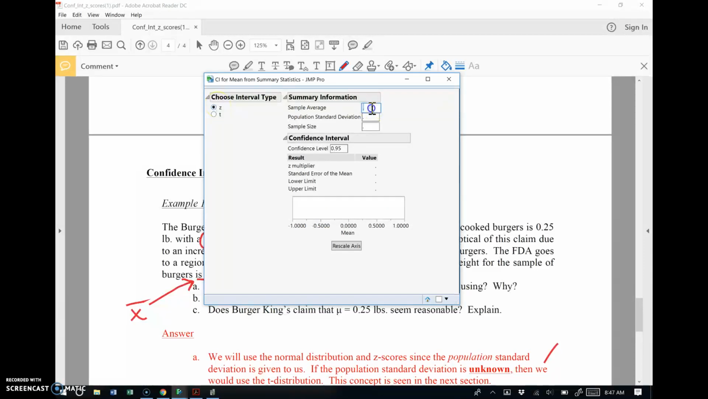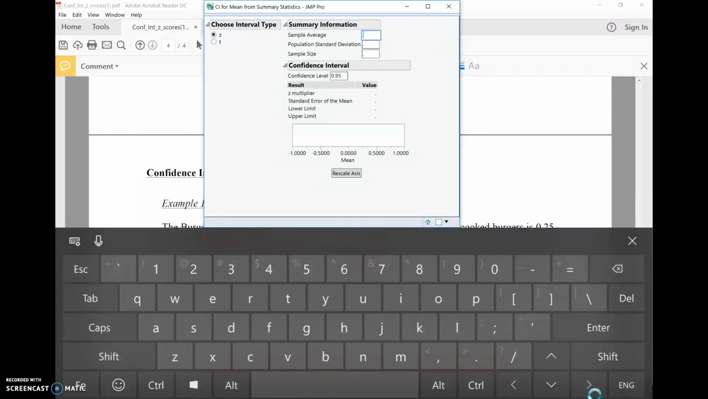All right, sample average. Well, we know that. That is 0.248, given to us in the question. That's the sample mean. The population standard deviation, again given to us, is 0.03. And then the size of the sample is 100.